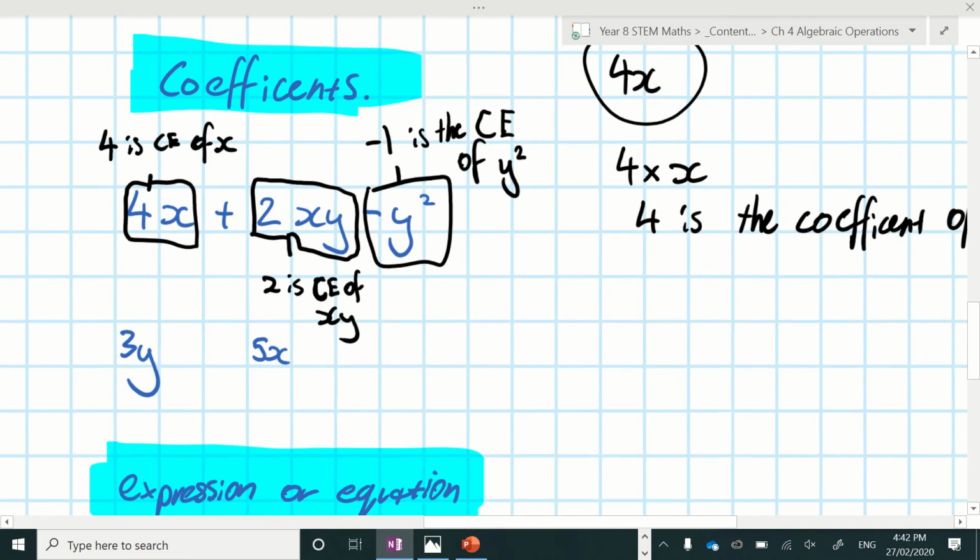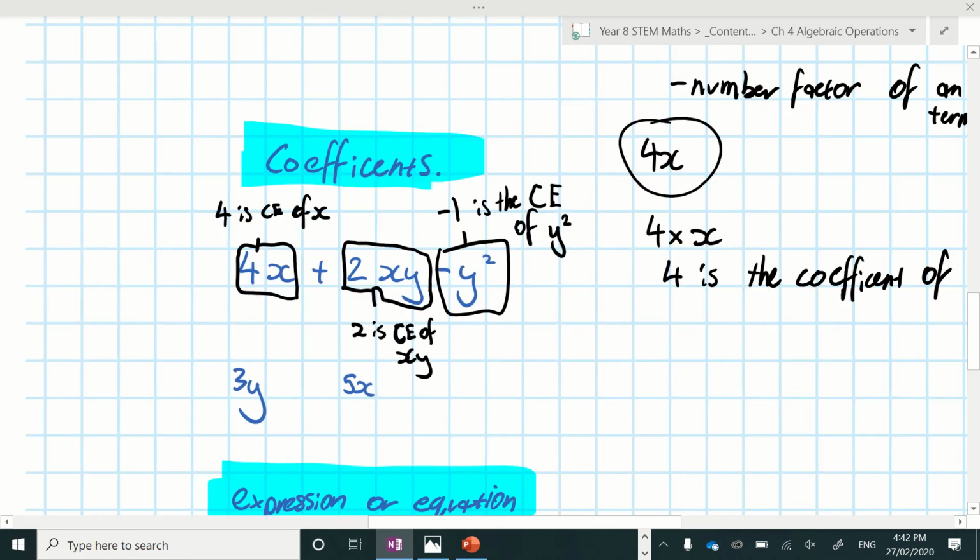So then I'll come down to this little section here, and I'll let you just have a quick think. What is the coefficient of 3y, and what would you write for an answer? And what is the coefficient for 5x? And I'll let you write an answer. I'll continue recording in 5 seconds.